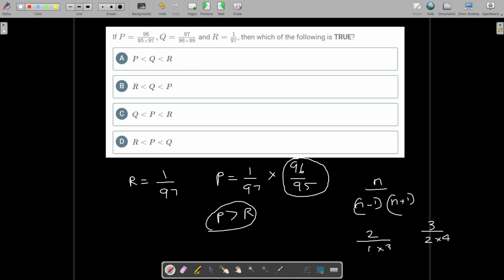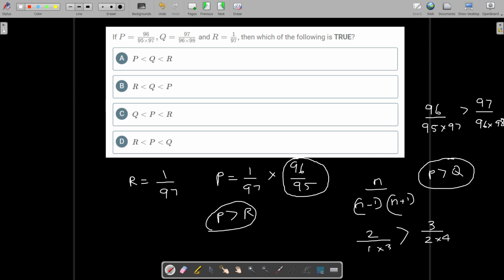So here, 2 by 3 or 3 by 8, which is greater? Clearly 2 by 3 is greater than 3 by 8. If 2 by 1 into 3 is greater than 3 by 2 into 4, I can say that 96 by 95 into 97 is greater than 97 by 96 into 98. So P is greater than Q.